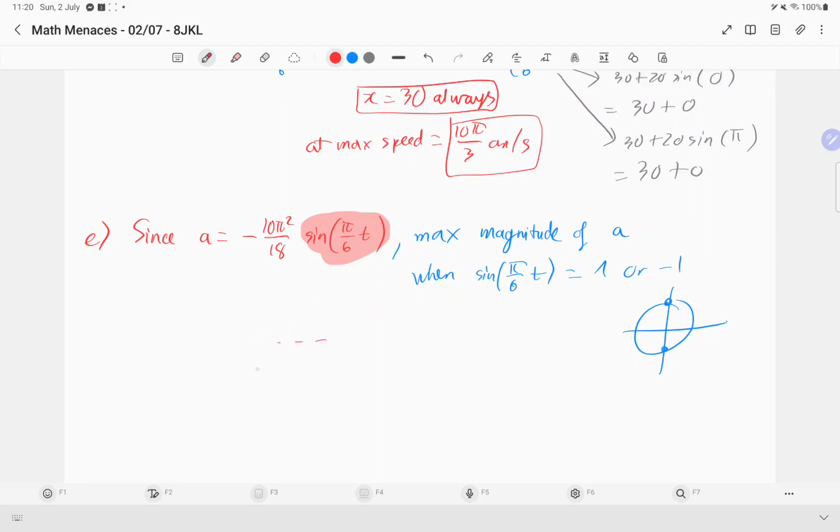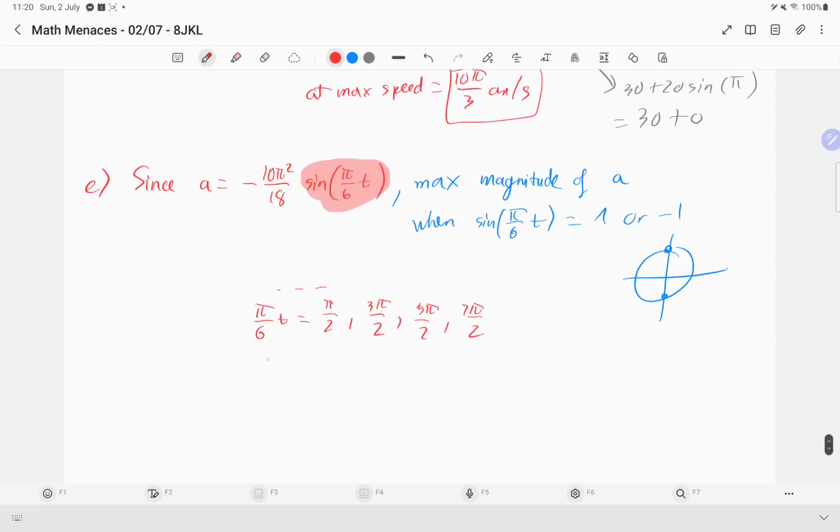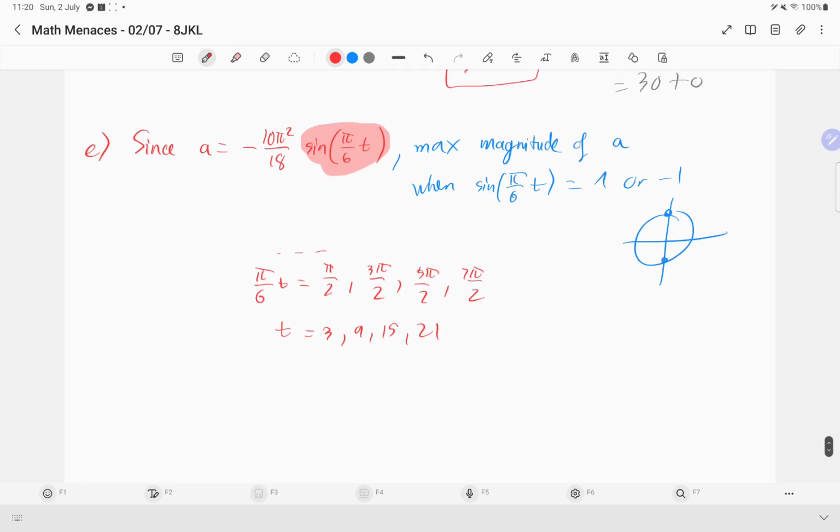So just quickly, the answer would be pi over 6 t equals either the top point, which is pi on 2, or the bottom point, 3 pi on 2, and you add 2 pi to each of those, which is plus 4 pi on 2, so that'll be 5 pi on 2 or 7 pi on 2. These would be the answers. Multiply it back into the other side, so t would be 3, 9, 15, and 21. And then the max magnitude of acceleration will be 10 pi squared on 18, which is 5 pi squared on 9.